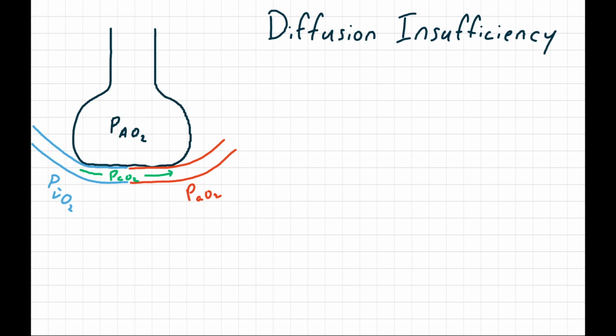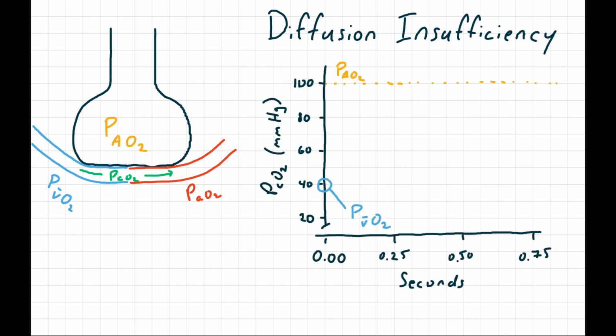So as the capillary blood transits the single pulmonary capillary, its oxygen partial pressure is increasing from the mixed venous oxygen partial pressure, somewhere around 40 millimeters of mercury, to the arterial oxygen partial pressure, which, with perfect diffusion, is about the same as our alveolar oxygen partial pressure. In a normal physiologic state, that would be about 100 millimeters of mercury.